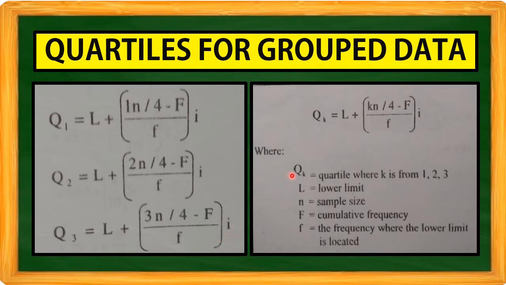So where Q sub k is the quartile and L is the lower limit, N is the sample size, and cumulative frequency, and f is the frequency where the lower limit is located. So later I will be presenting in the example a frequency distribution where we can find this lower limit, sample size, cumulative frequency, and the frequency.